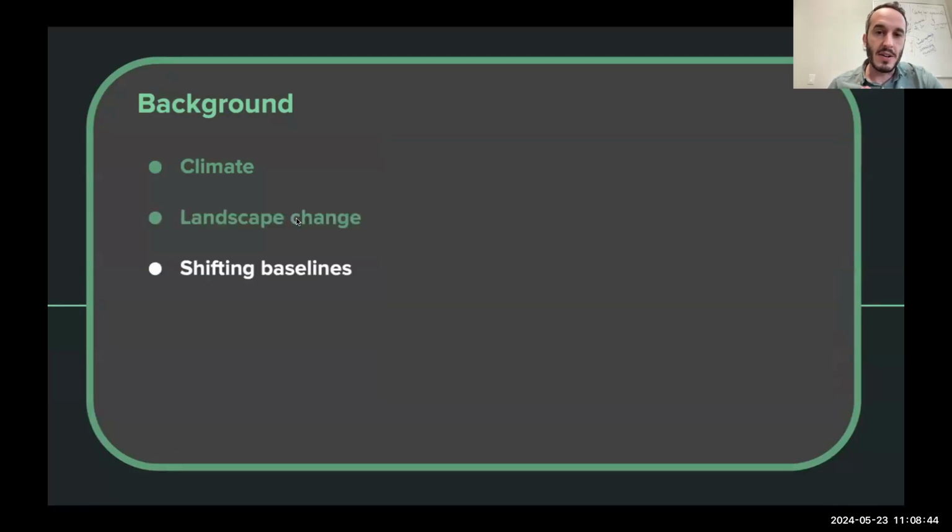It's against this background of climate and landscape change that looms the problem of shifting baselines. Ecological communities are changing, and these changes happen often without our even noticing due to a lack of historical baseline information.